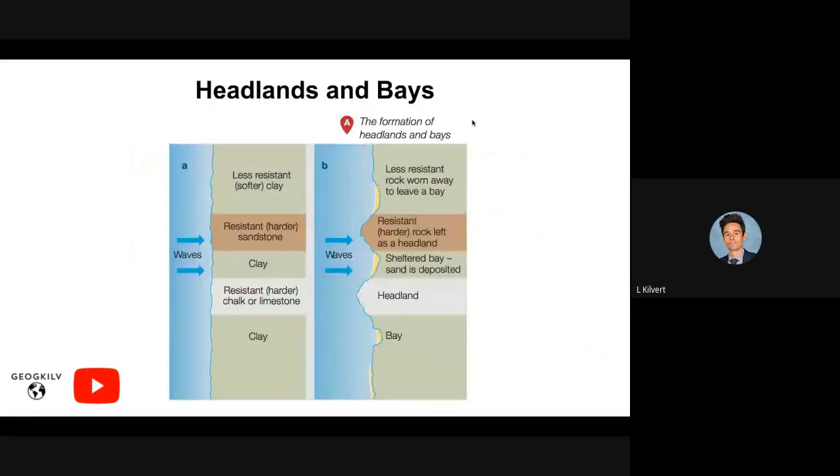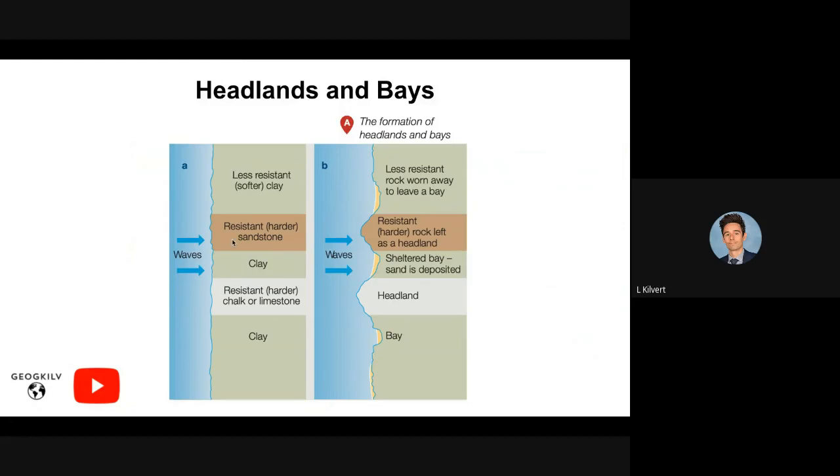So in order for us to be able to do that, what we need to do is to look at a diagram. And what we've got here is a nice sequence diagram. So we're looking at the coastline from above as if we were a bird flying over it. And we can see that in picture A, we've got a discordant set of coastline. So we've got alternate bands of softer, less resistant clay, more resistant sandstone, less resistant clay, and then again, more resistant chalk or limestone.